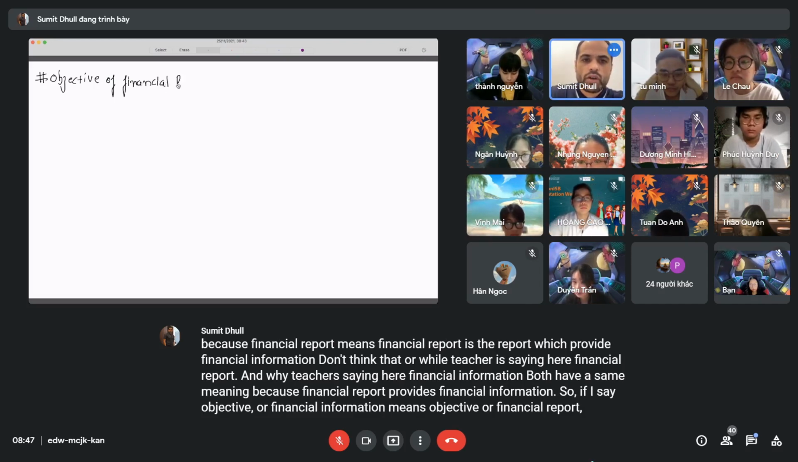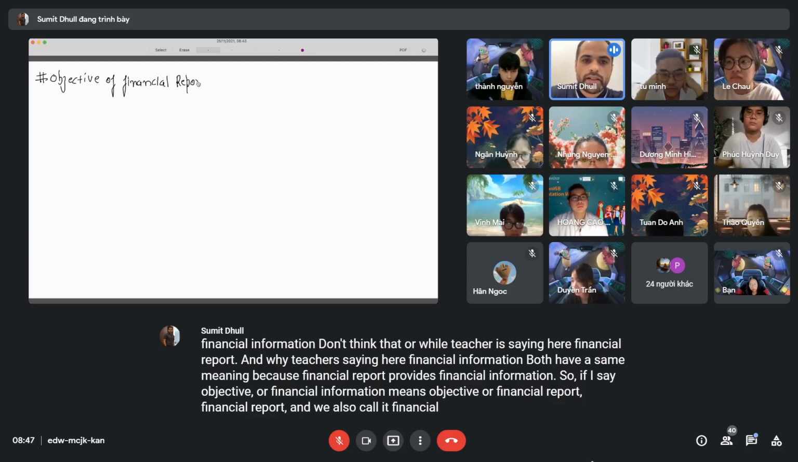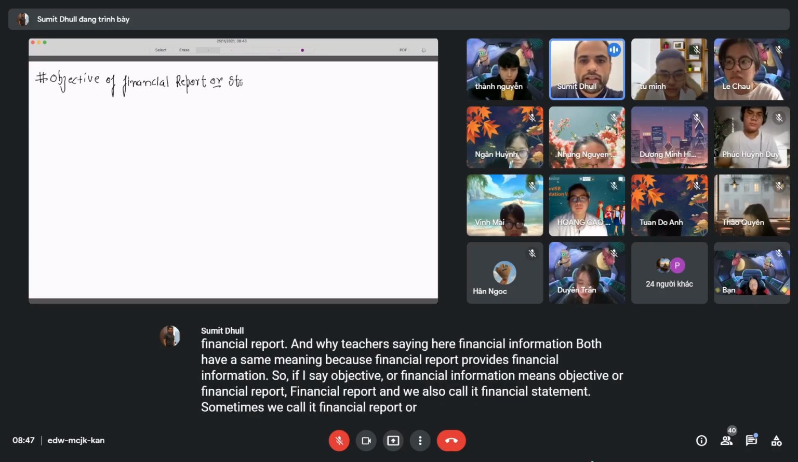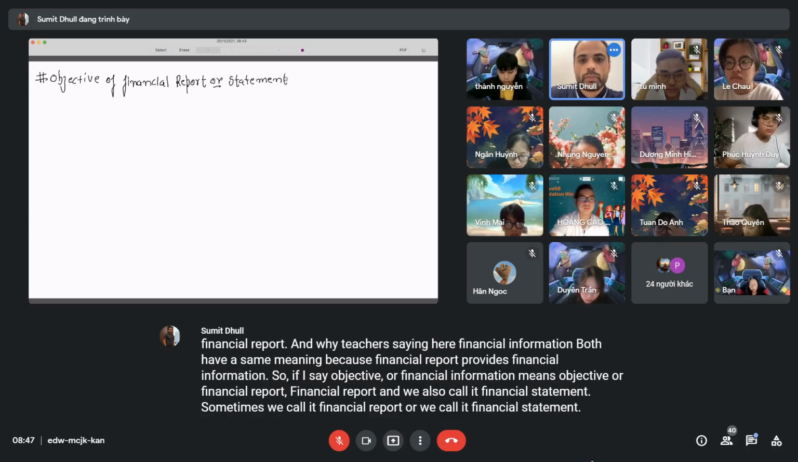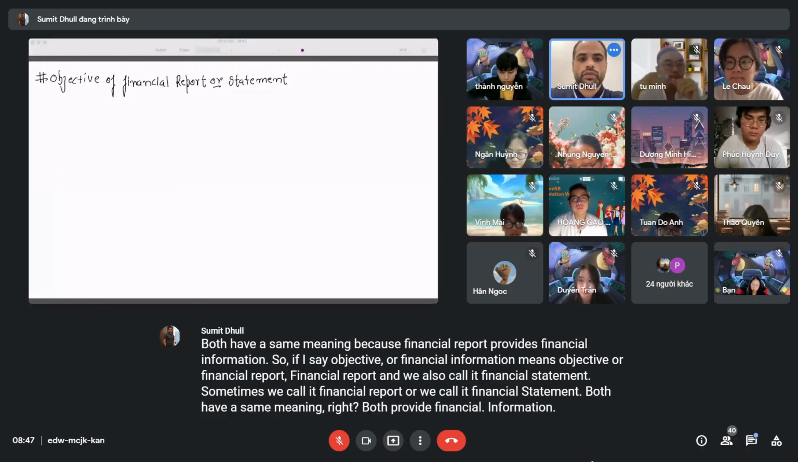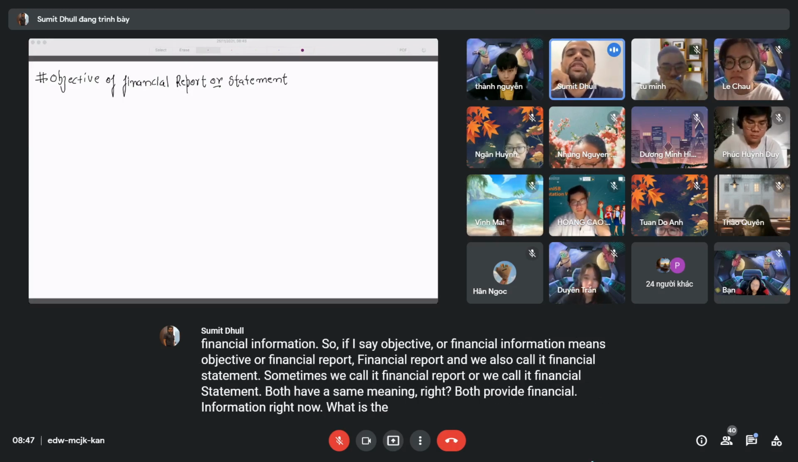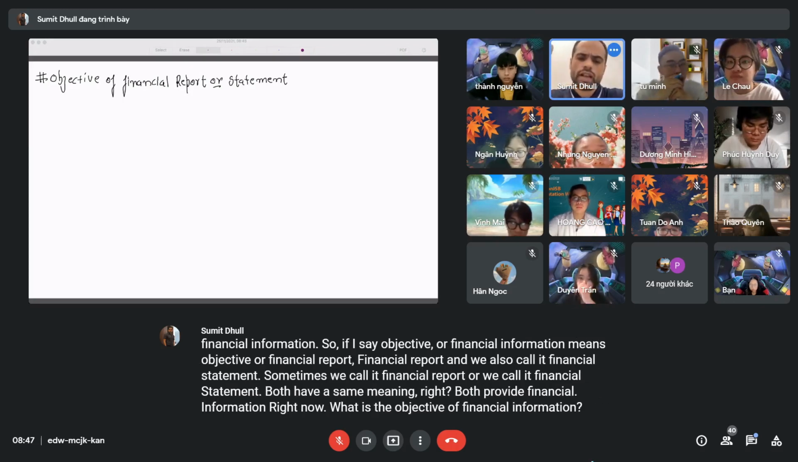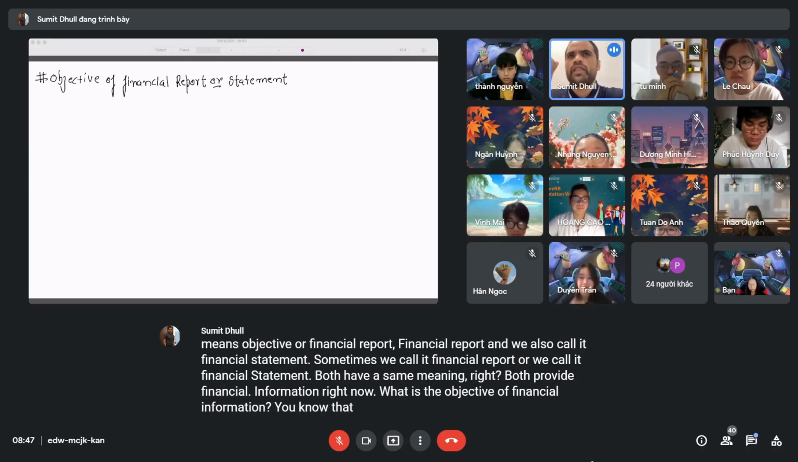Financial report, and we also call it financial statement. Sometimes we call it financial report or we call it financial statement. Both have the same meaning, all right? Both provide financial information, right? Now, what is the objective of financial information? Or objective of financial report.